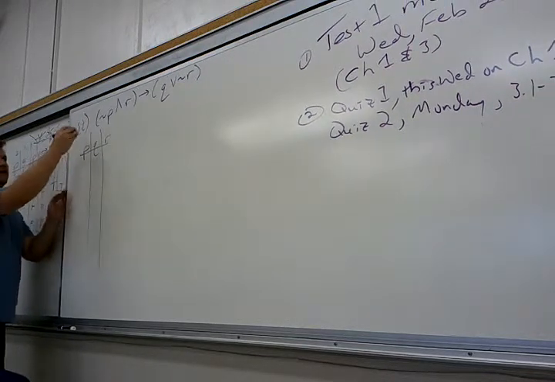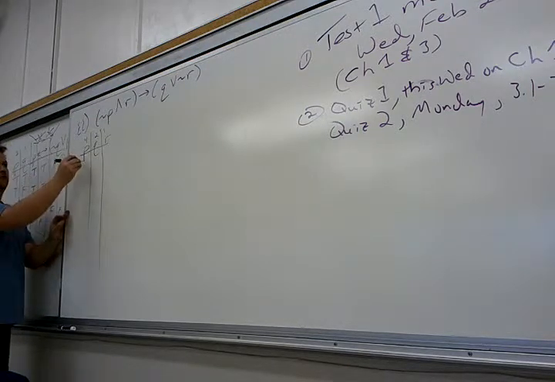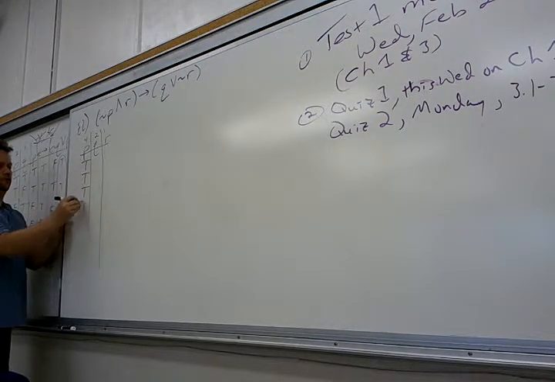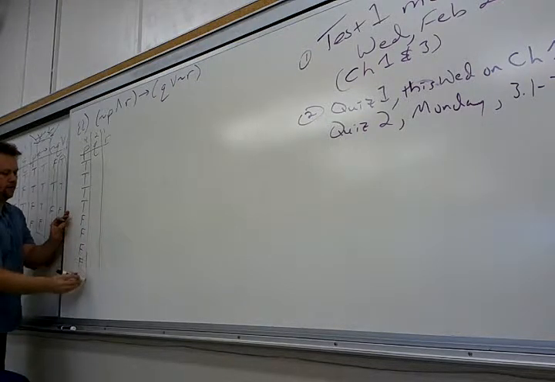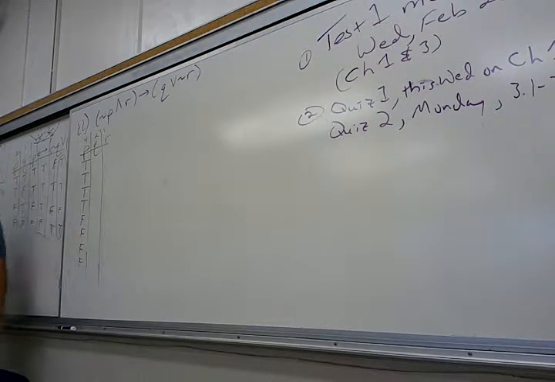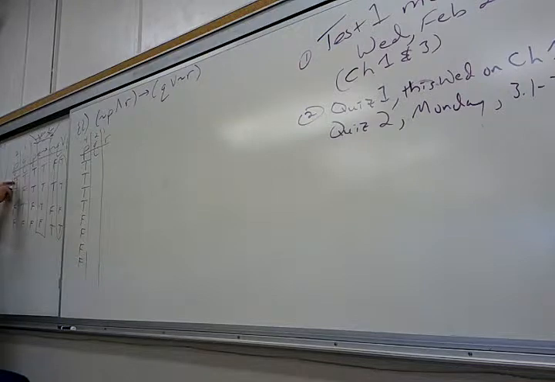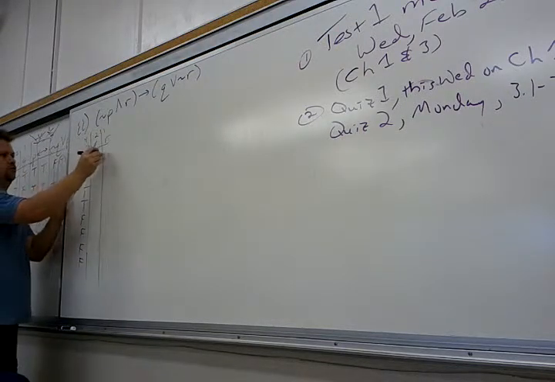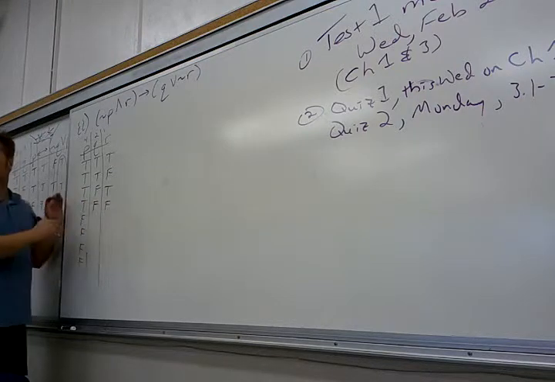So here's the trick: 4, 2, 1. 4 truths: true, true, true, true. And then 4 falses: false, false, false, false. It's just a way to remember it, and let me show you. We already know that if I only have 2 letters, it's true, true, true, false, false, true, false, false.